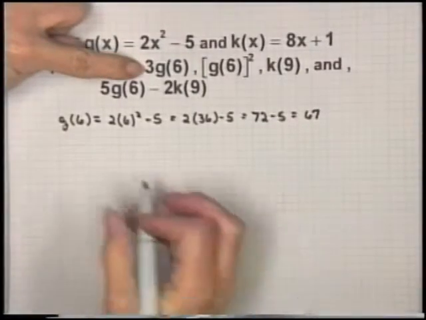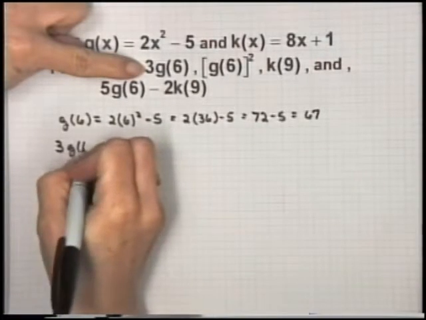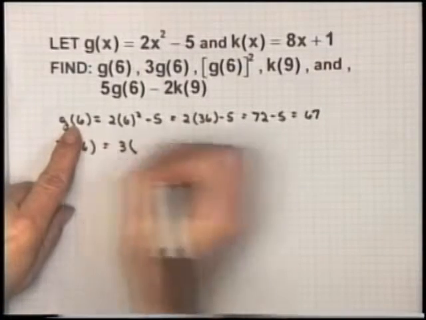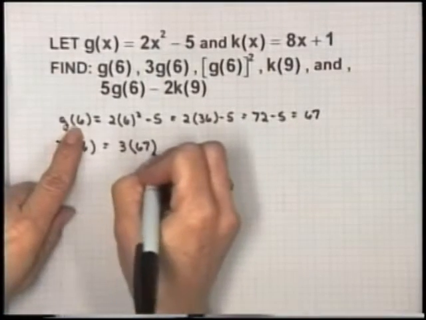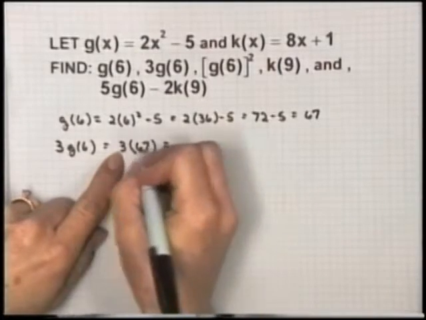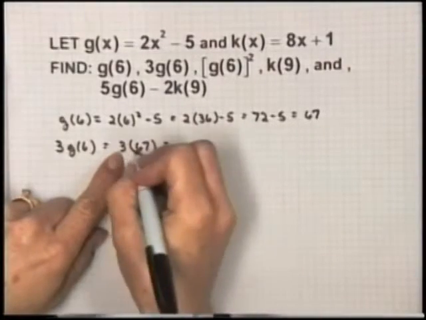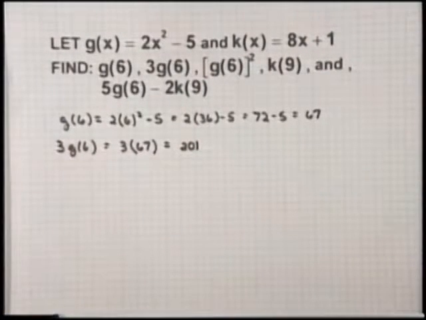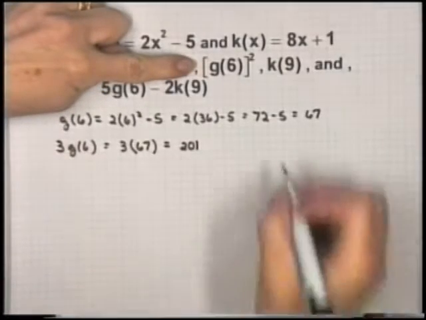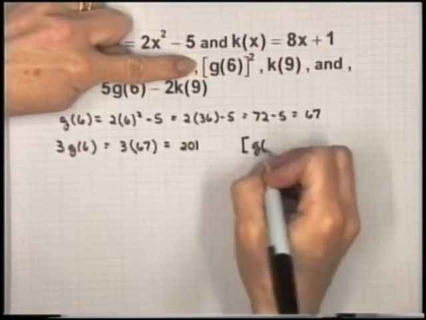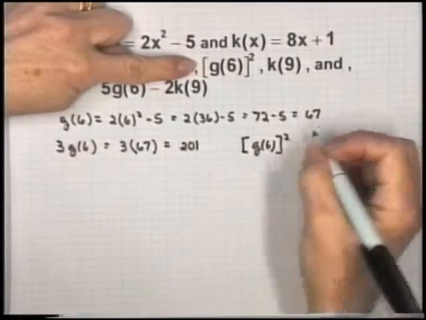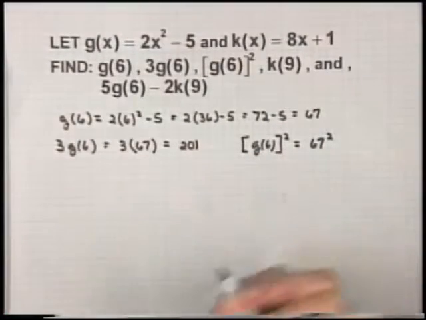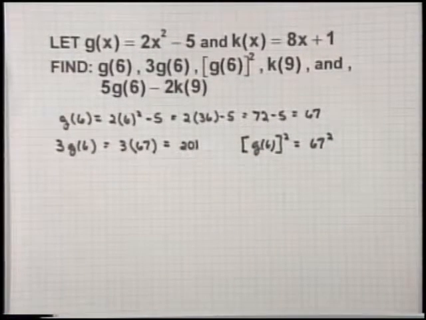Okay, now 3g of 6 simply means 3 times g of 6. We just calculated g of 6 to be 67. So 3 times 67, 3 sevens are 21, I'm carrying 2. 18 plus 2 is 20. So 3 times g of 6 will be 201. Then here, I'm going to write that right here to save us some space. G of 6 quantity squared. In place of g of 6, I can put 67. So we're wanting to square 67.